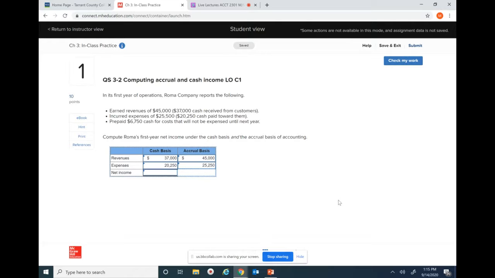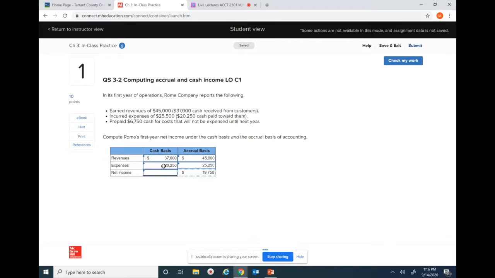I'm ready now to calculate net income under the accrual basis of accounting, which is basically the difference between the revenues of $45,000 and the expenses of $25,250. So net income under the accrual basis of accounting is $19,750. I'm purposefully skipping the cash basis because of this last bullet point.